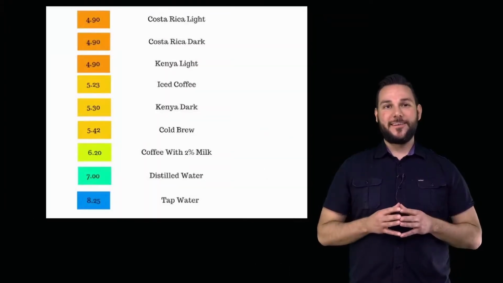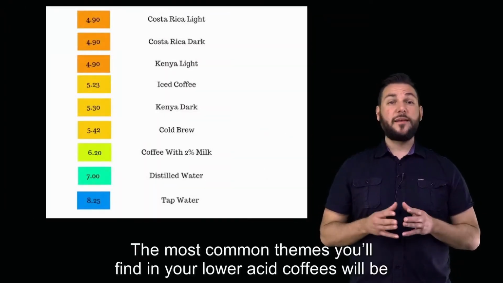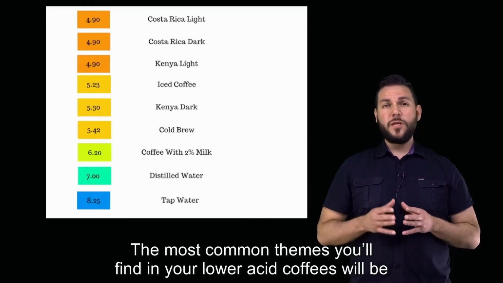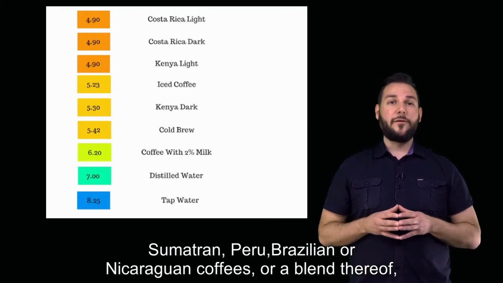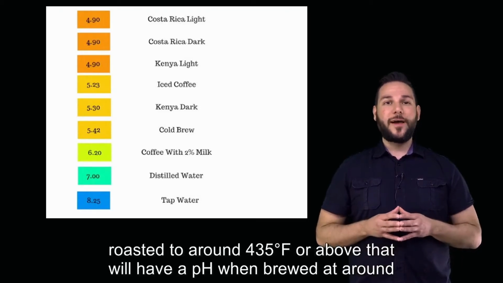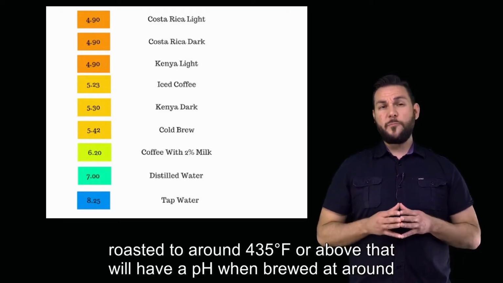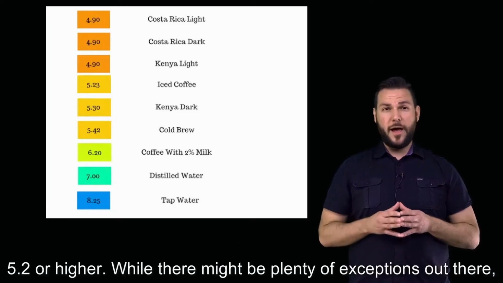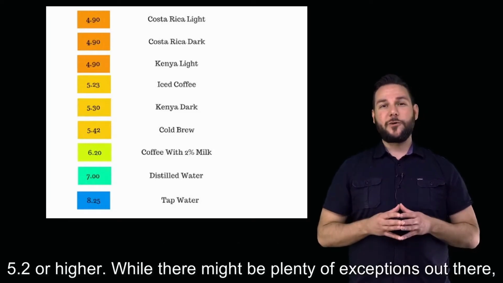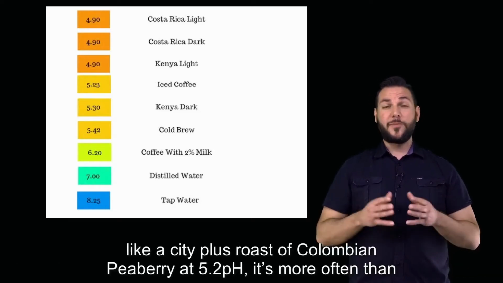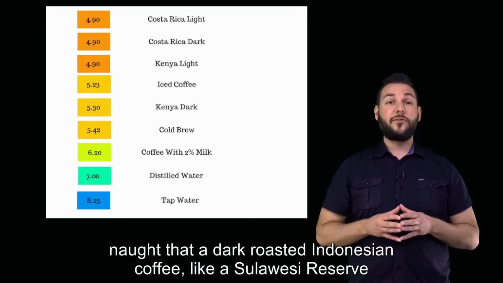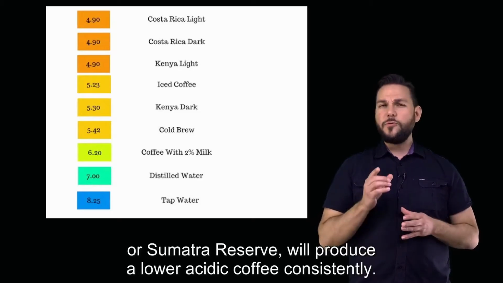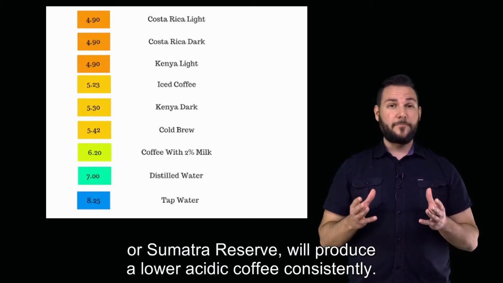The most common themes you'll find in your lower acid coffees will be Sumatran, Peru, Brazilian, or Nicaraguan coffees, or a blend thereof, roasted to around 435 degrees Fahrenheit or above that will have a pH when brewed at around 5.2 or higher. While there might be plenty of exceptions out there, like a City Plus roast of Colombian peaberry at 5.2 pH, it's more often than not that a dark roasted Indonesian coffee like a Sulawesi Reserve or Sumatra Reserve will produce a lower acidic coffee consistently.